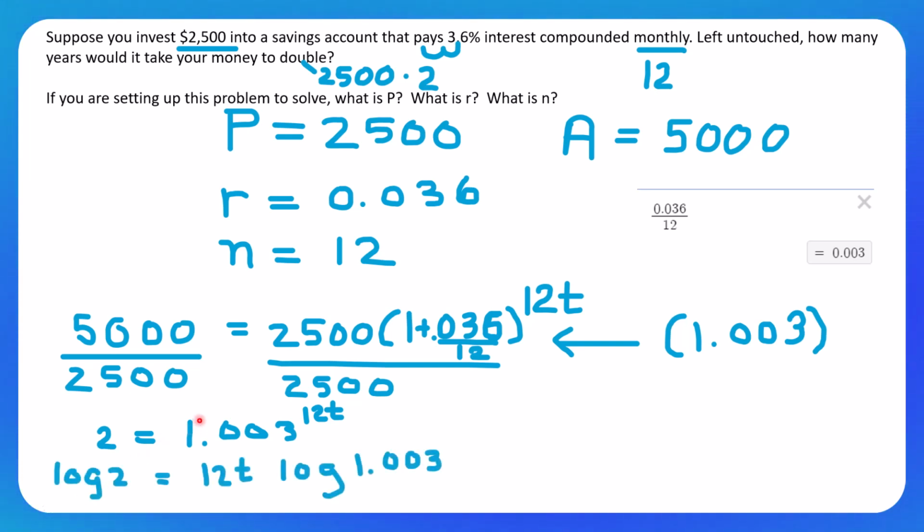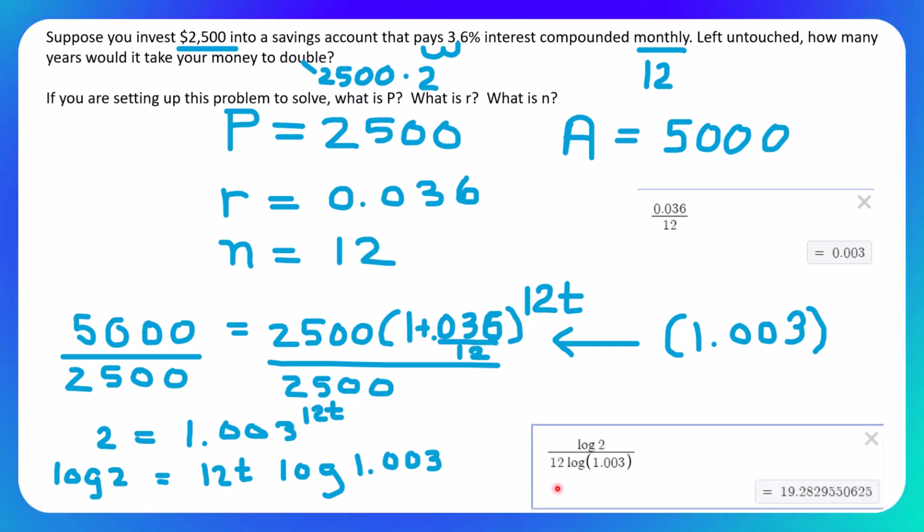All right, if you take the log of both sides, we'll have the log of 2 equals the log of 1.003 to the 12t. When you take the log of 1.003 to the 12t, you've got 12t coming out to the front. All right, now we're trying to isolate the t, so we're going to divide. I'm running out of room here, so let me talk you through this. We're going to divide both sides by 12 log 1.003.